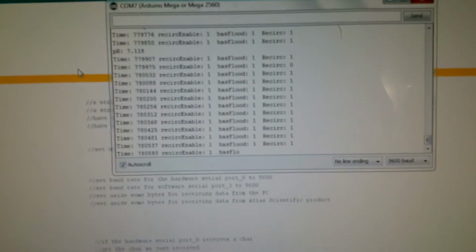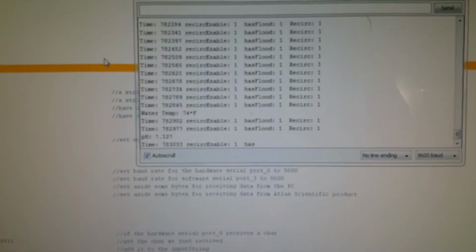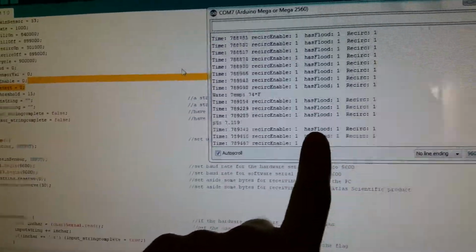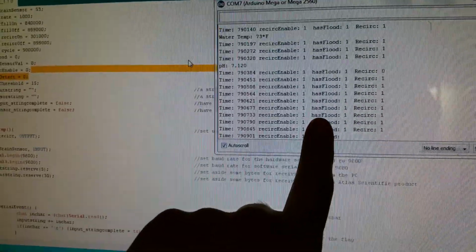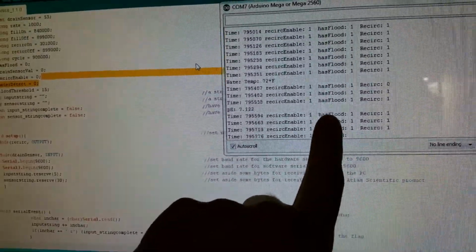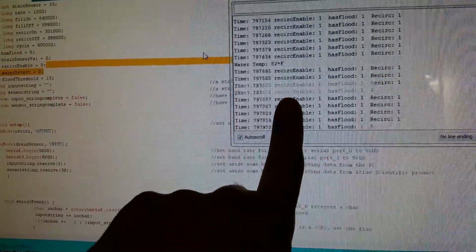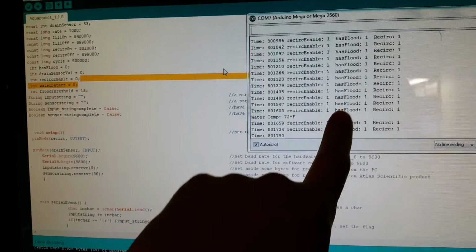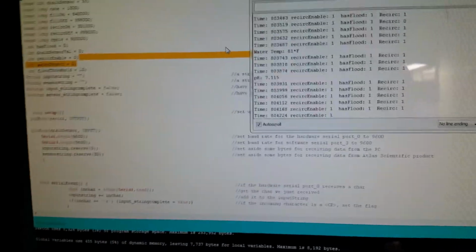Okay, I've got about 2 minutes left here, so I'll try to show you what's going on. Recirculation means that there's no water flowing out of the outflow. Well, that's what a one means. Has flood means it's flooded during this 15-minute cycle. So I'm enabling recirculation. Recirculation is enabled because we're within its time window. So during a time window, or if I flood it already, it'll go.